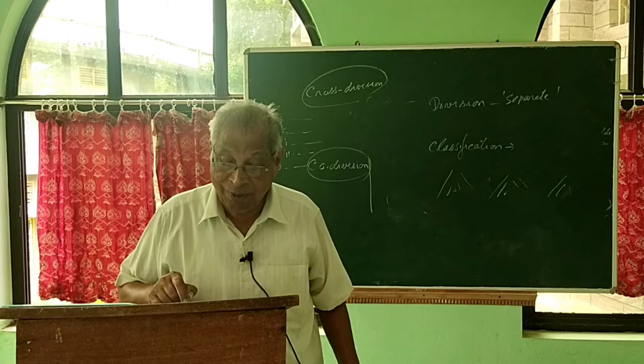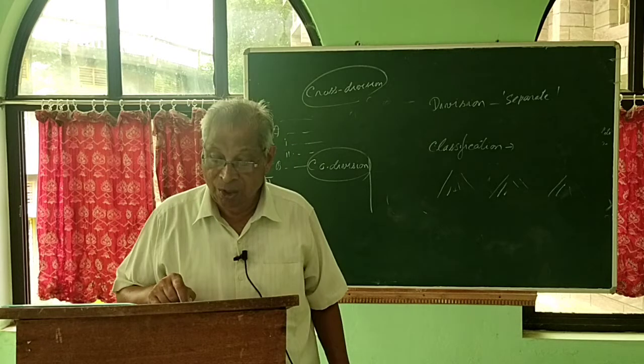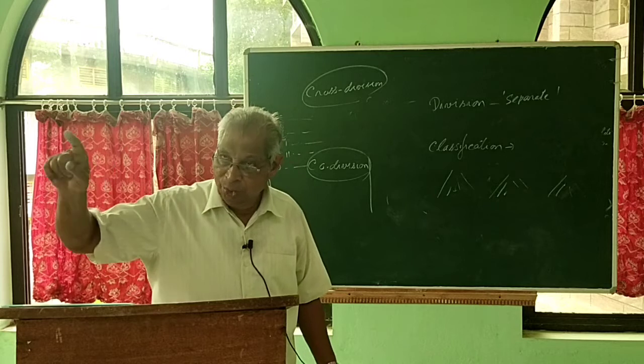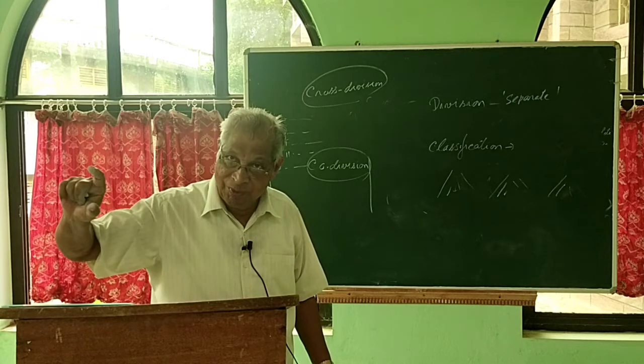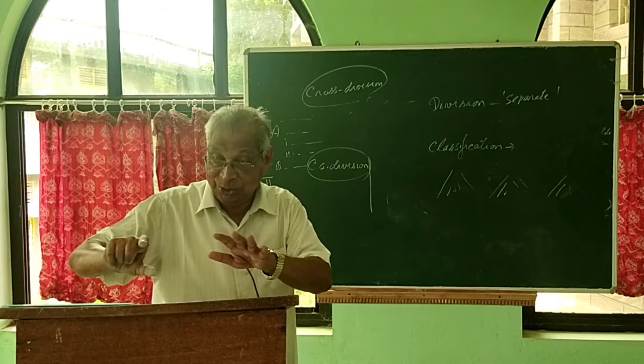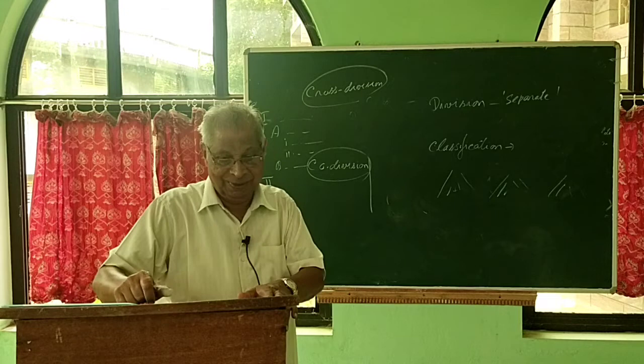Division is based on the points of difference, but classification is done on the basis of resemblance. We divide the trees into teak tree, mango tree, and so on, on the basis of the differences. Mango tree is different from a teak tree. We are separating this group of trees from another group of trees based on the difference.